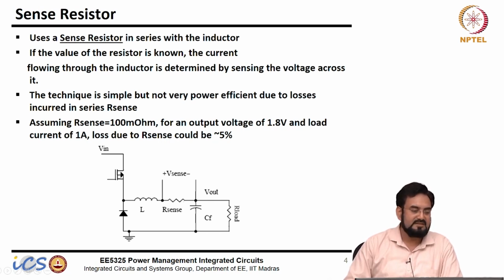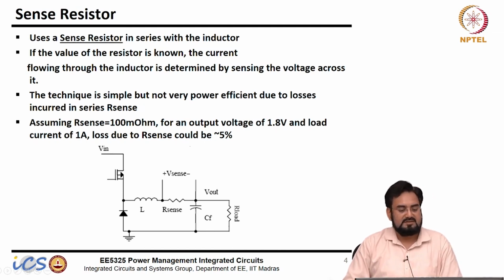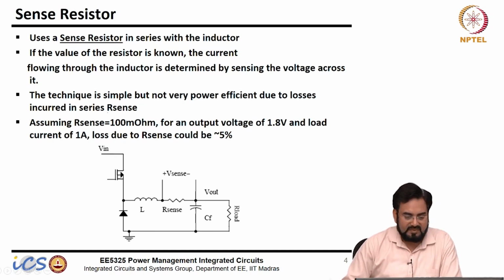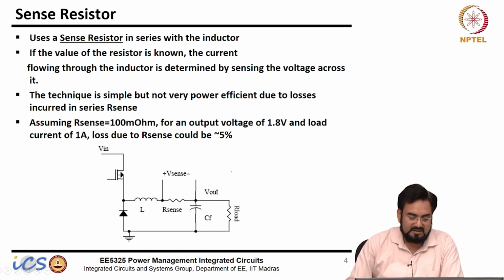But the problem is efficiency. There will be I square R loss here. The example is if R sense is 100 milliohm, for an output voltage of 1.8 volt and load current of 1 amp, the loss here will be roughly 5% I square R loss. Correct? So that's why, for efficiency purposes, it's not good, but if you are looking for very high accuracy, then you can go for it.